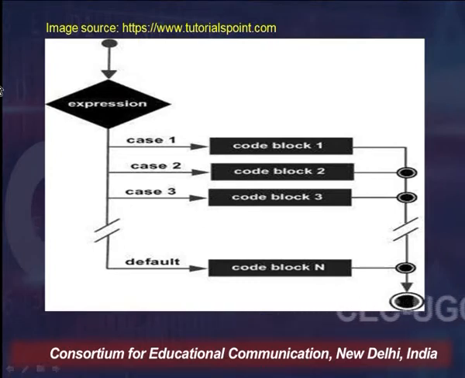If the value of the expression, or the value of the variable written inside the expression, does not match 1, then it is checked for equality with 2. If it equals 2, then code block 2 will be executed, and then control will come to an end. If it is not matching with 2, it will fall to the next case and be checked against 3, and if yes, code block 3 will be executed. So here we can have multiple code blocks from 1 to n, and after that we have a default statement.